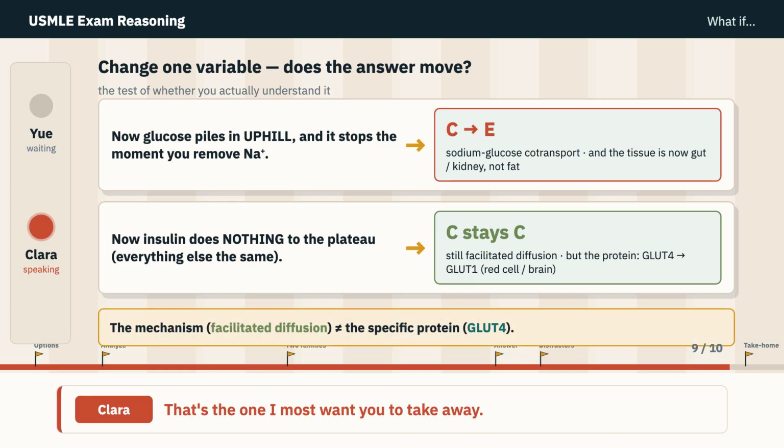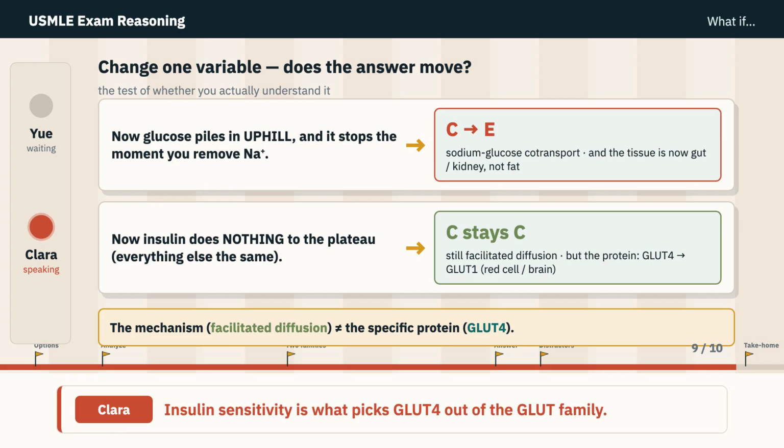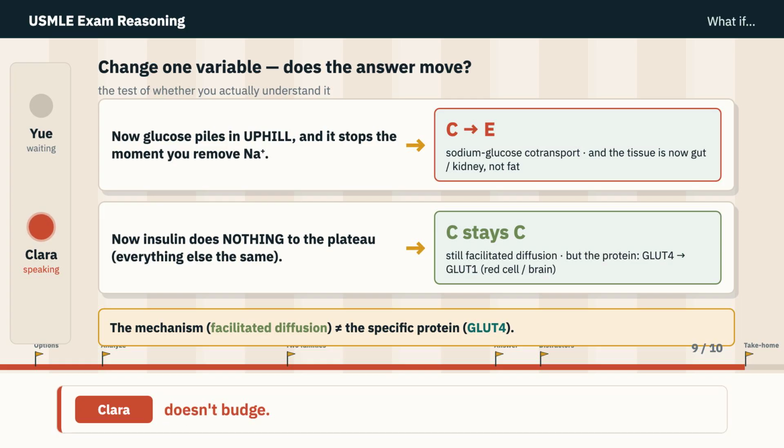That's the one I most want you to take away. The mechanism, facilitated diffusion, and the specific protein, GLUT4, are two different layers. Insulin sensitivity is what picks GLUT4 out of the GLUT family. Drop it, and you drop down to a different GLUT. But the answer to which mechanism doesn't budge.